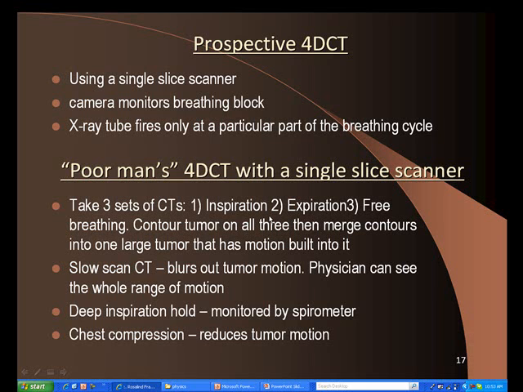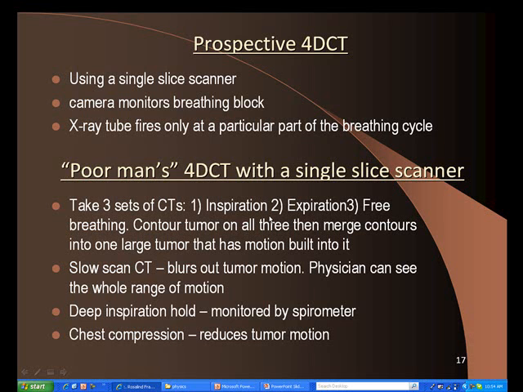In one of them, you're going to see a tumor up here, in one of them, you're going to see a tumor down here, and in one of them, you're going to see a kind of blurred out tumor. And that's fine. Contour the tumor, and all 3 then merge contours into one large tumor that has motion built into it. This is a big problem. We did this a few times. The thing is that the patients breathe in, they take this huge breath, and the tumor's way up here. And then they breathe out, and the out's not so bad, but the in's bad, because nobody's going to breathe like that on the treatment table.